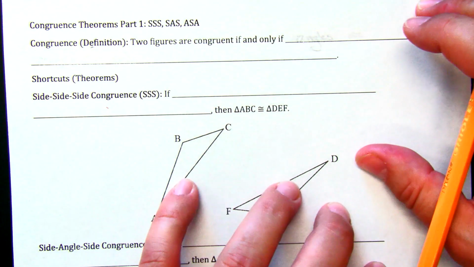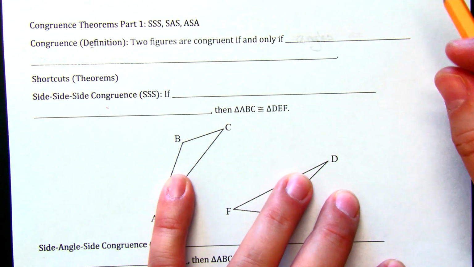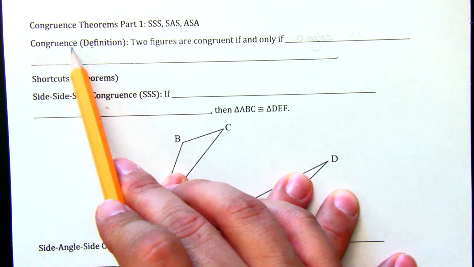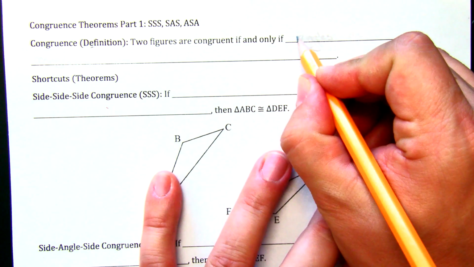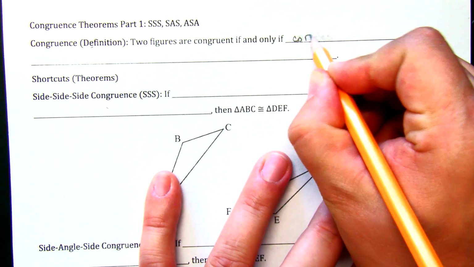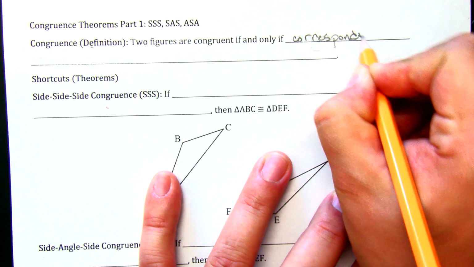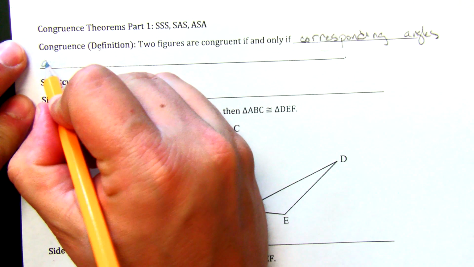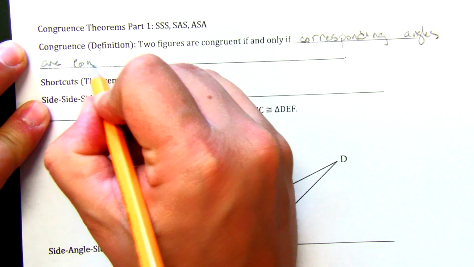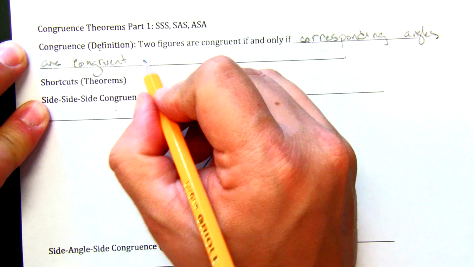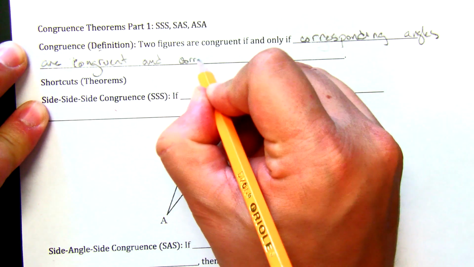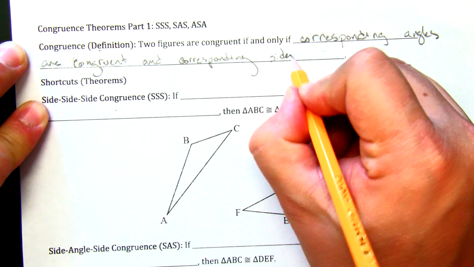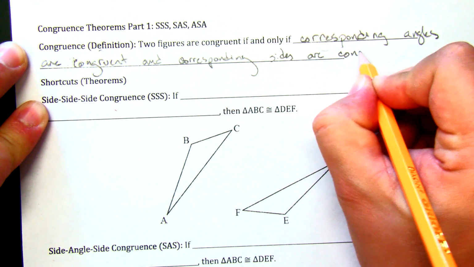So in this video, I'm going to talk about congruence theorems for congruent figures. Start with the definition. Congruence: two figures are congruent if and only if corresponding angles are congruent and corresponding sides are congruent.